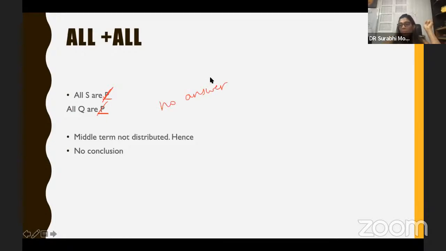It can be some QRP or some PRQ. Both answers are correct. Some answers can be written either way. All answers cannot be written either way.